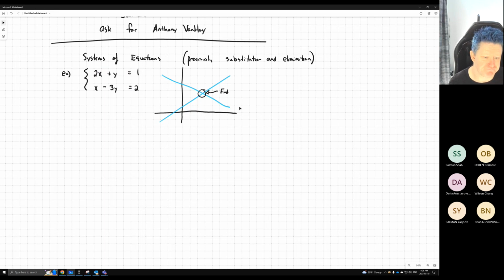Okay. So that's what you do when you use substitution or elimination. All right. So today we're going to focus on a new method, and that new method is called Cramer's Rule. Sometimes it's called the determinants method.